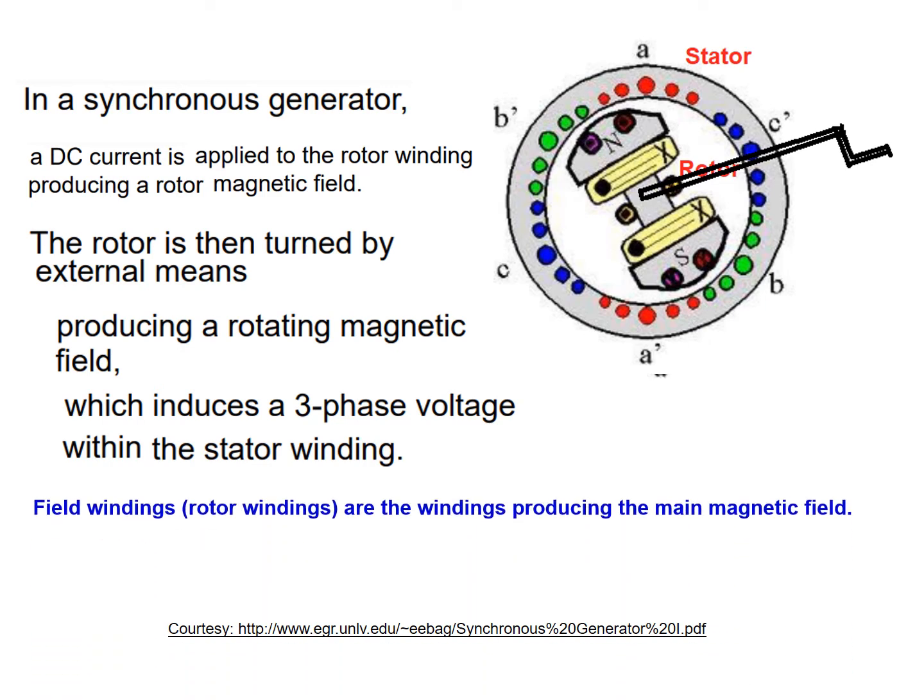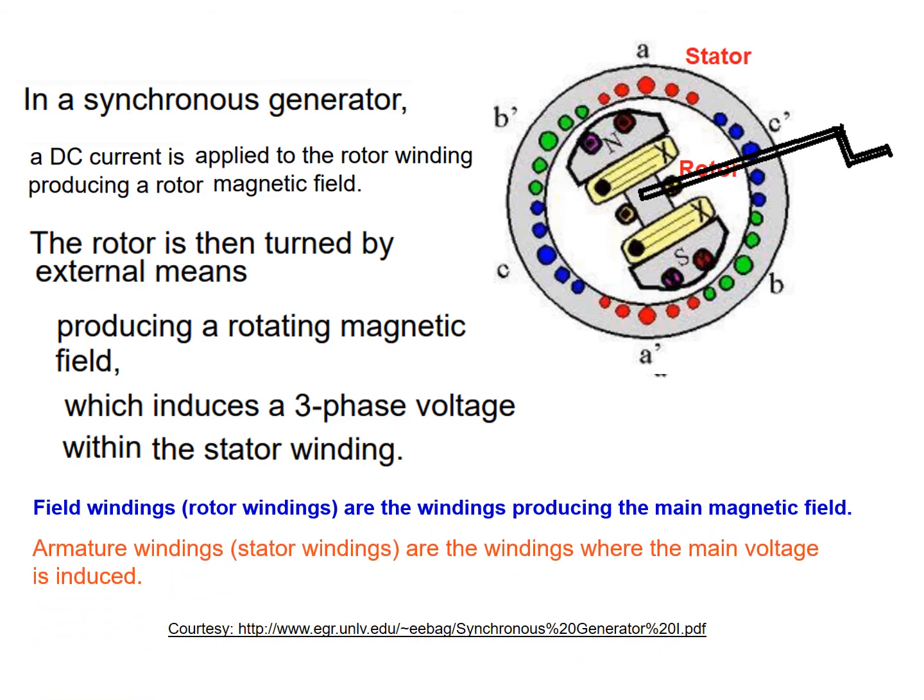Now field windings, also called rotor windings, are the windings producing the main magnetic field. And the armature winding or stator winding: now there is confusion, because in some machines the armature is on the rotating part, so it is better that we call it stator winding and rotor winding. So the stator windings are the windings where the main voltage is induced or produced. So on these windings the generated voltage is produced.